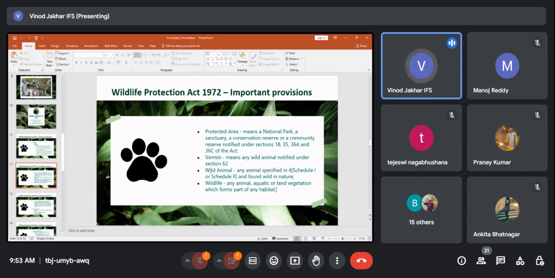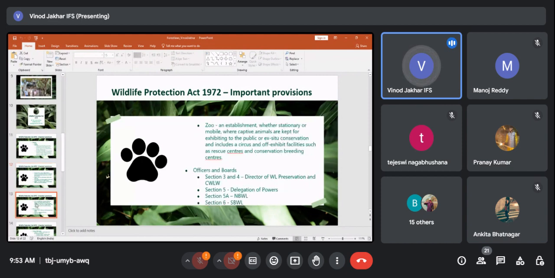What is a wild animal and what is a wildlife? Again, you will be asked, what is a wild animal? We'll say an animal who is just roaming in the forest. No, it is any animal specified in Schedule 1 or Schedule 2 of the Wildlife Protection Act and found wild in nature. This is the definition of a wild animal. You might be asked, what is the difference between wild animal and wildlife? Again, this is defined here. Wildlife is any animal, aquatic or land vegetation, which forms part of any habitat. So these are a few of the definitions.